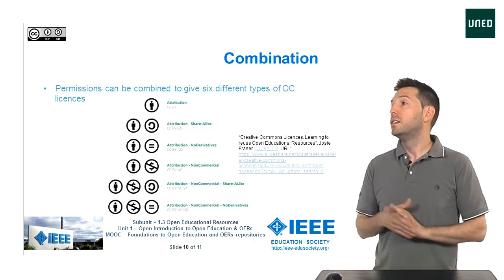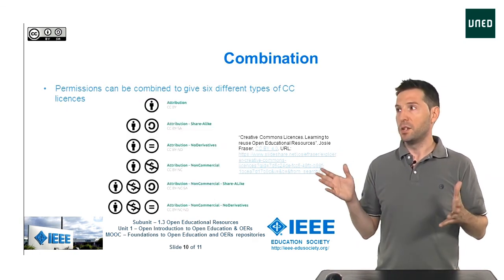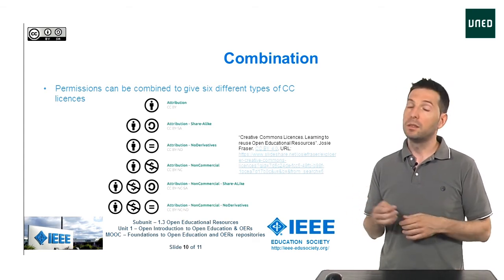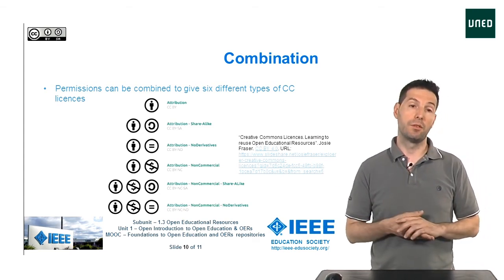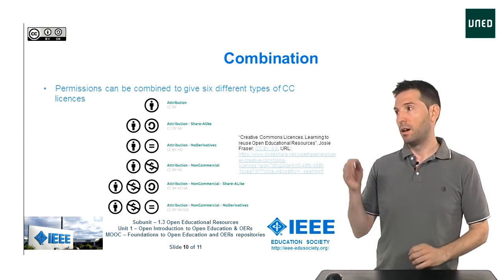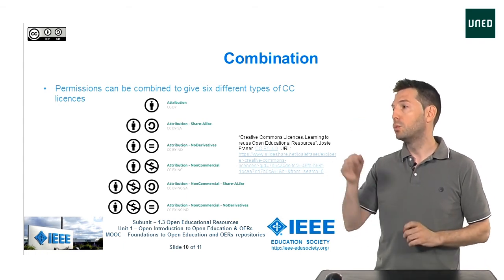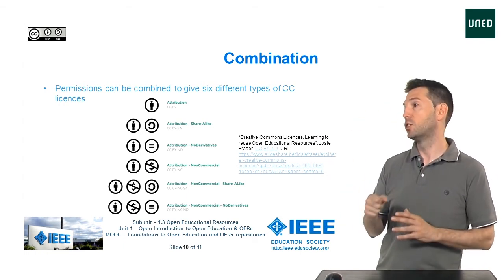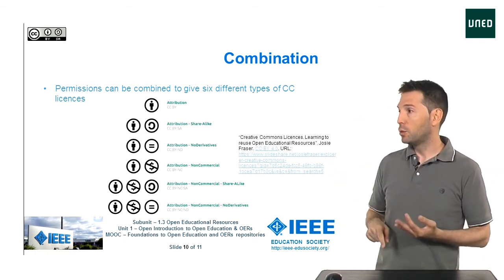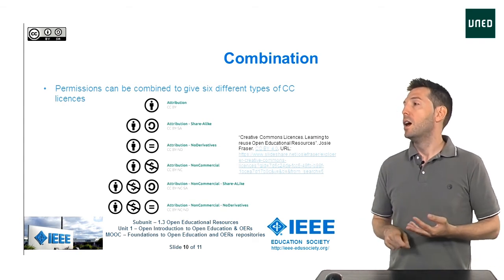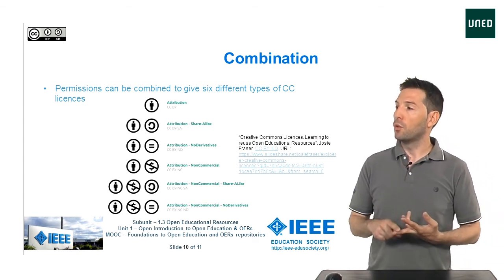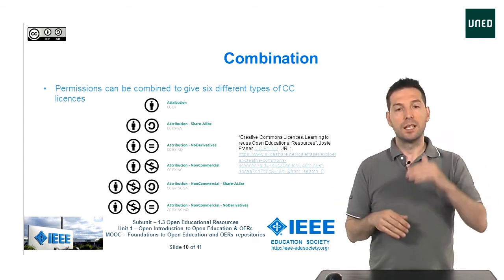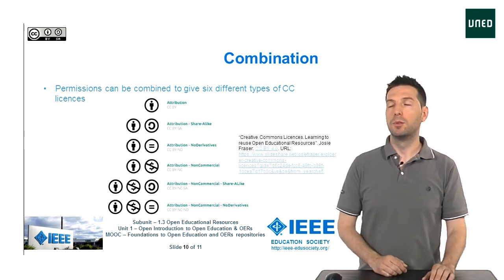And here in this slide you see the combination. The permissions can be combined to give 6 different types of Creative Commons licenses, from the most open to the least open. For example, the least open means that you attribute and there's no commercial use and there are no derivatives. So you just decide the level where you want to be.